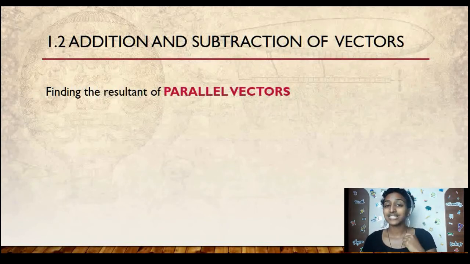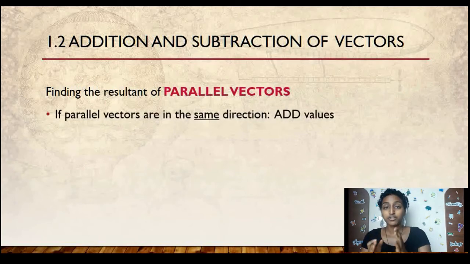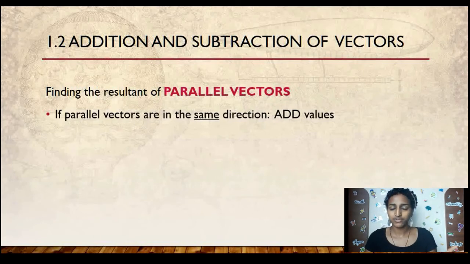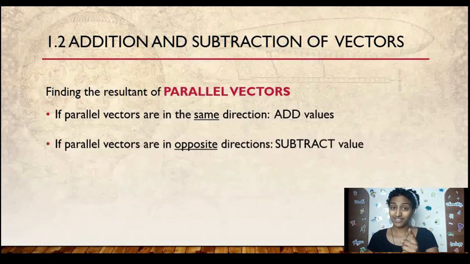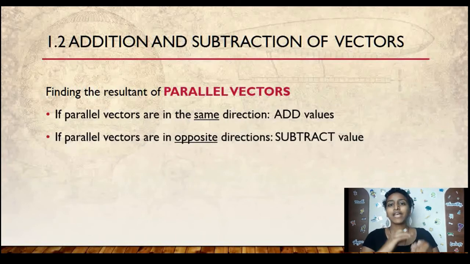Are the two vectors in the same direction, or are they in opposite directions? If the two parallel vectors are in the same direction, you simply add the values. That's it. You add the values to find the resultant. If the two parallel vectors are in opposite directions, you subtract the values from each other to find the resultant.